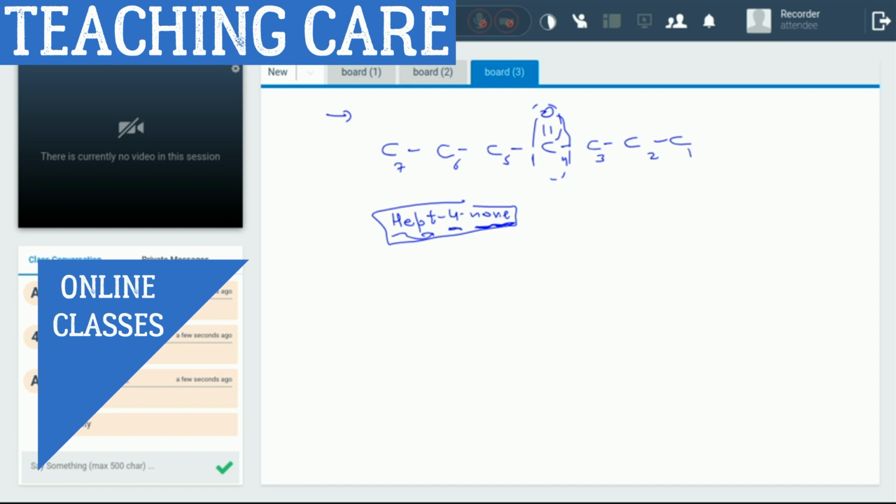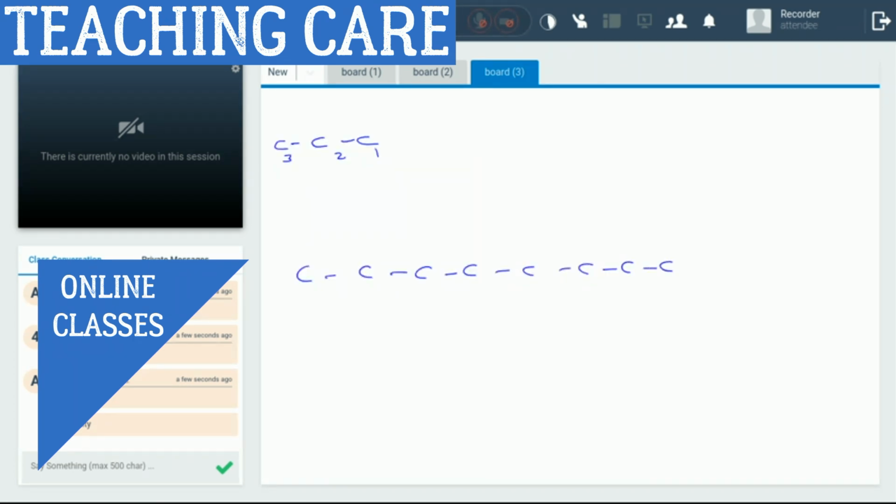Now you have to tell me what is the name of that compound. Always start the numbering from that side where the functional group is near. You can see the ketone group is quite near to the right side. So start numbering from the right side. So then it'll just be octanone.